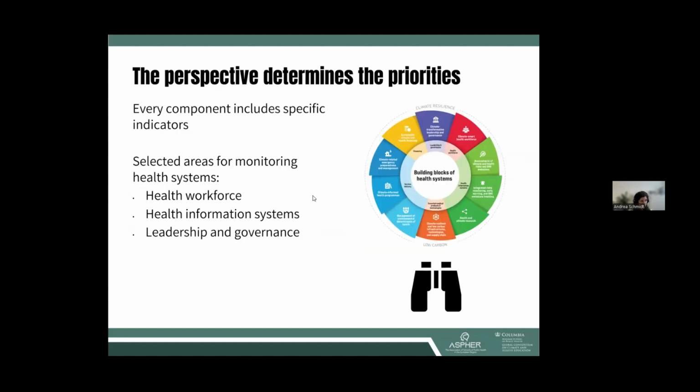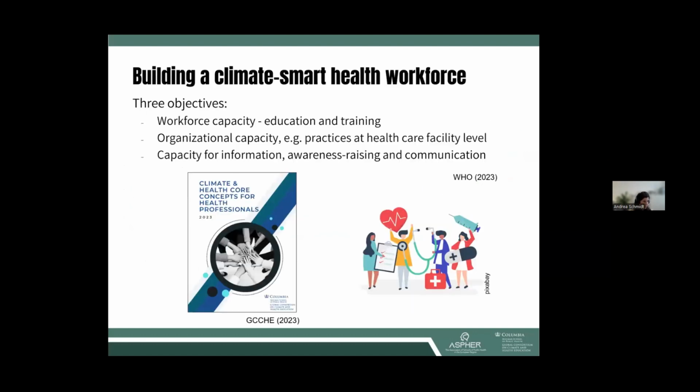Now, to move on, I will share three examples of indicators and we will look into this together. The first one is building a climate-smart health workforce. Now, I want to ask you, which indicators could we use if we look at building a climate-smart health workforce? Imagine you're a policymaker in your country and you want to build a climate-smart health workforce. This is defined by the WHO in three areas of workforce capacity: first, education and training; second, which practices at the facility level take place; and the third one, information, awareness raising, and communication.